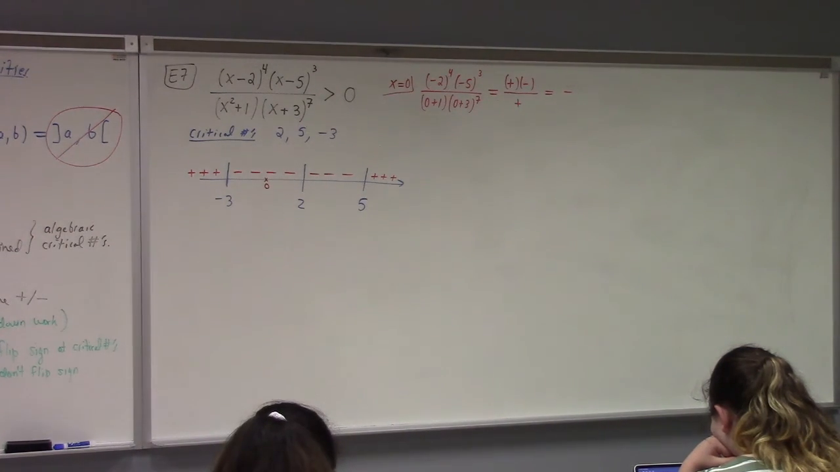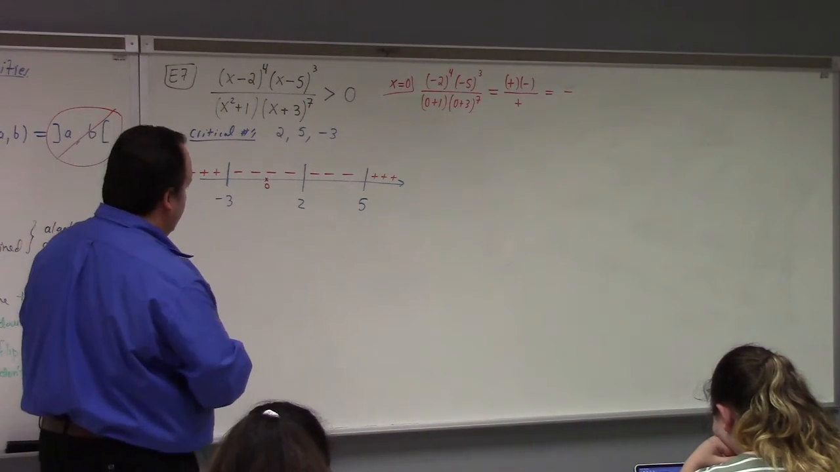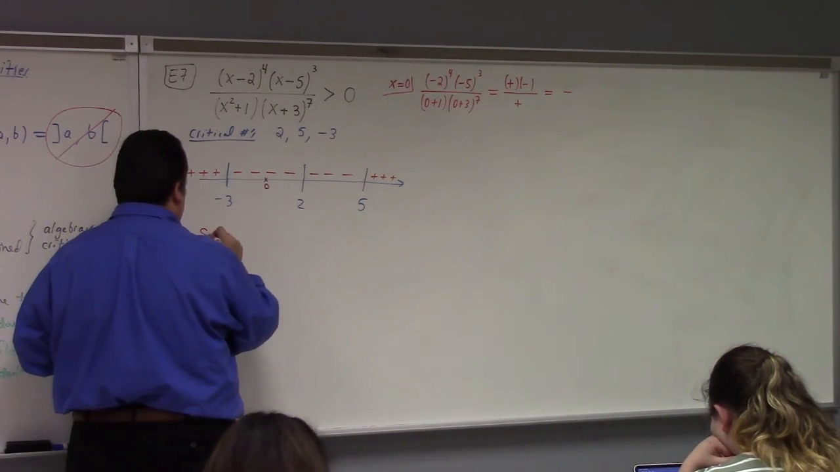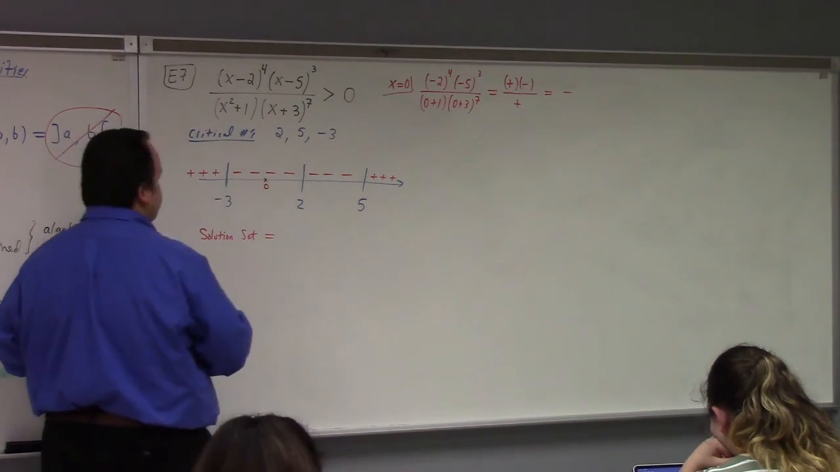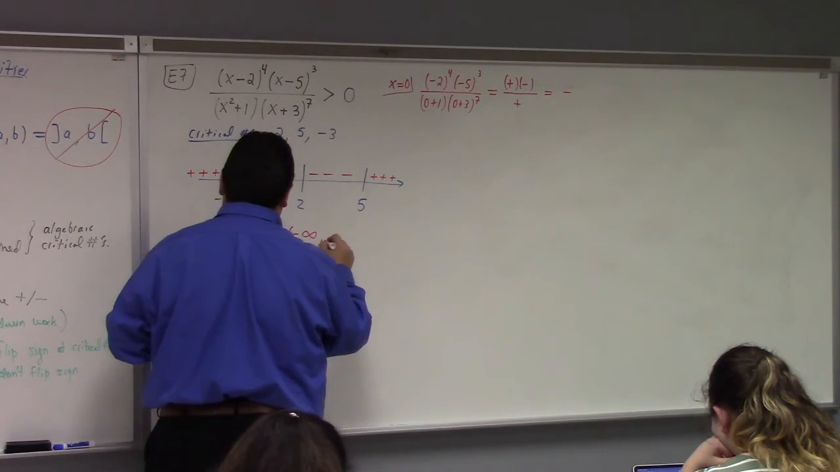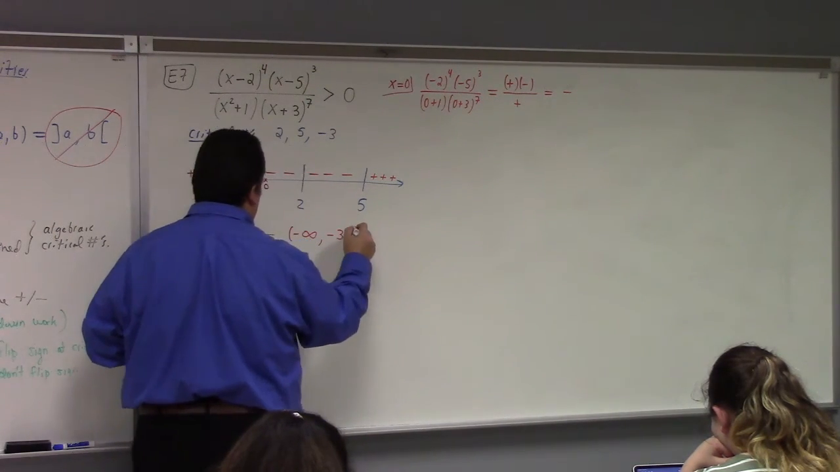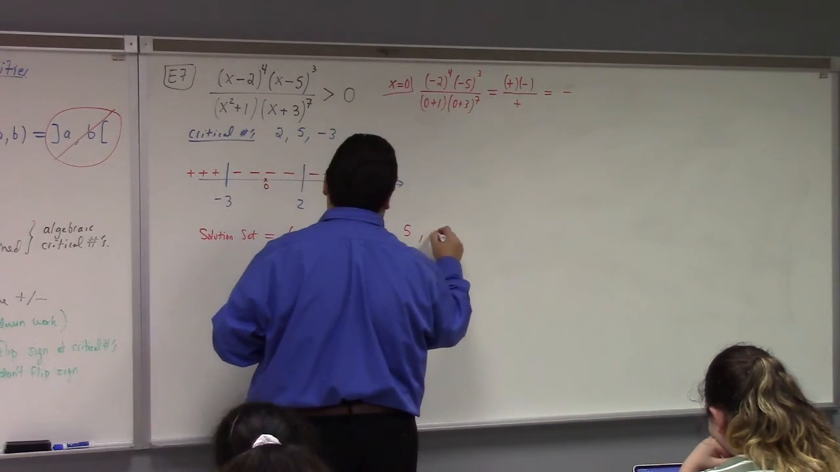All right. Now that you get all this, so this is it. Now we can write down the answer. What's the answer? The solution set is equal to what? Minus infinity to minus 3, right? And then union 5 to infinity.